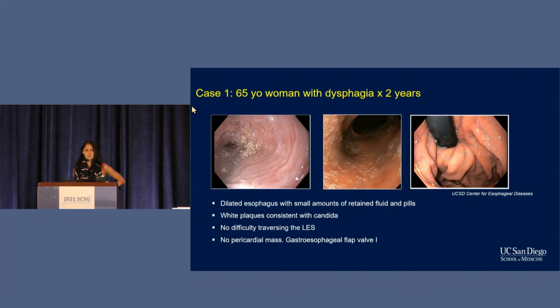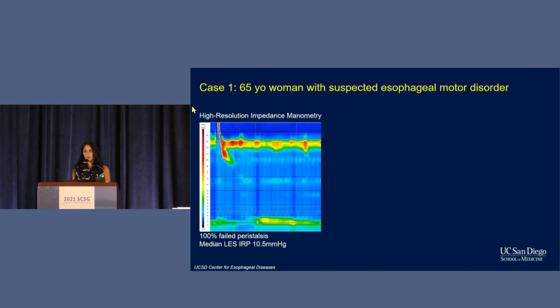She was first seen by my colleague, who did an upper endoscopy, and you can see that her esophagus is dilated. There's some retained fluid and pills. There are also white plaques, and biopsy was consistent with Candida. But interestingly, he had no difficulty traversing the LES at all. On retroflexion, there was no pericardial mass. The gastroesophageal flap valve was a grade 1. So he astutely ordered a high-resolution manometry, and this is one representative swallow.